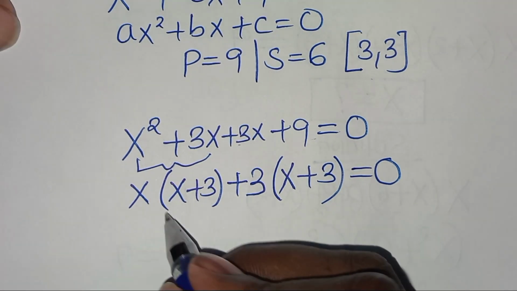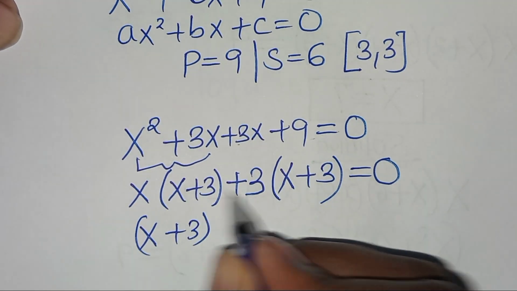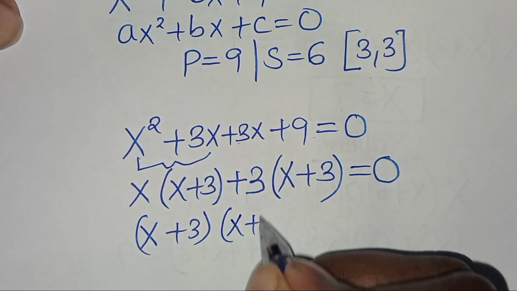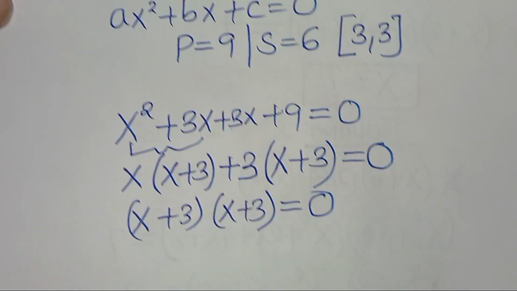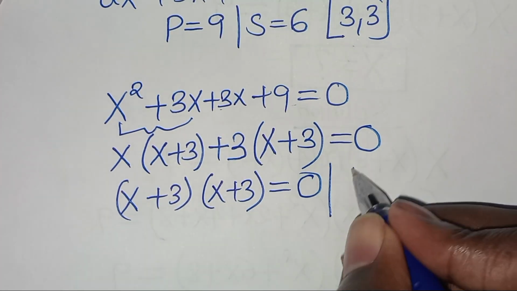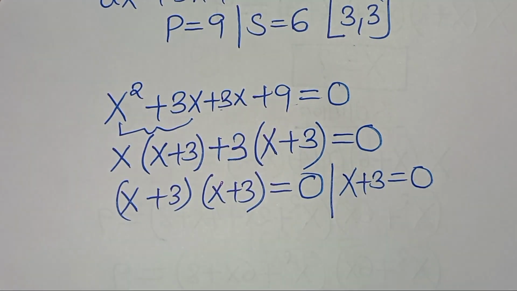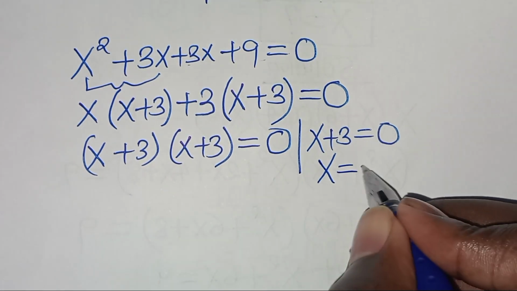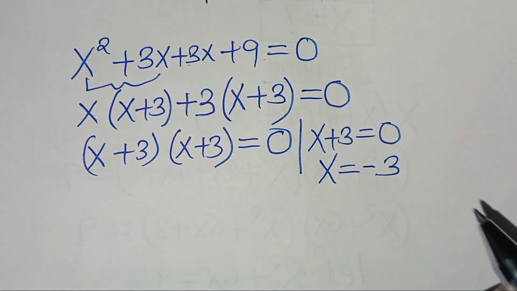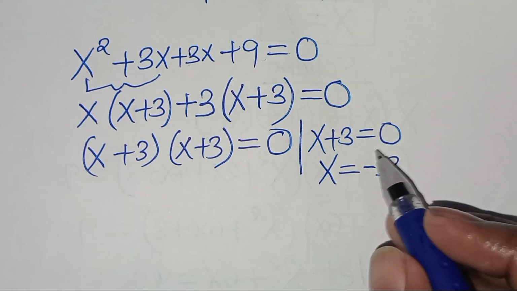So here we have x plus 3 and x plus 3 is common here. This is equal to 0. So this implies that we have x plus 3 equal to 0. So this implies that x is equal to minus 3. X is equal to minus 3.